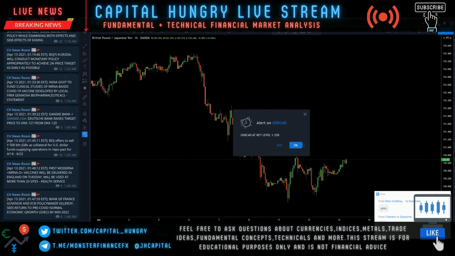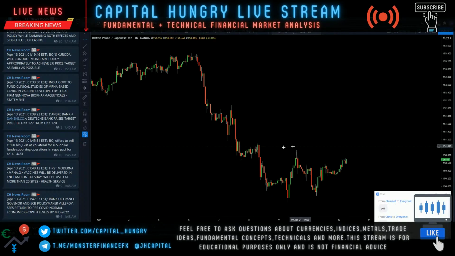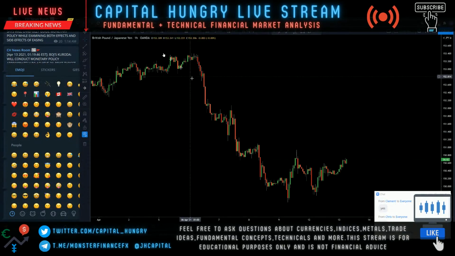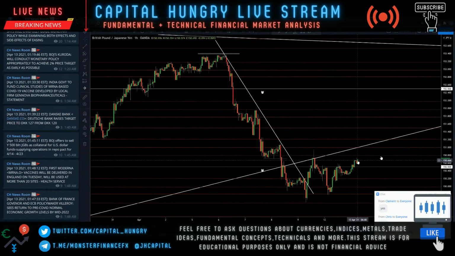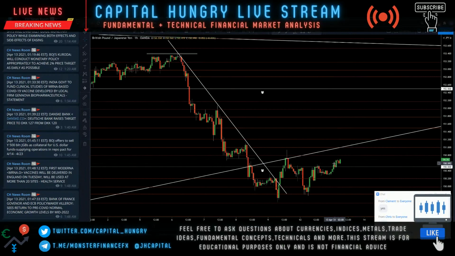Okay, so we have this hourly candle closing in 7 minutes and the UK data. We're going to first watch that data alongside everything else. And you can also see we're above a higher time frame key level.